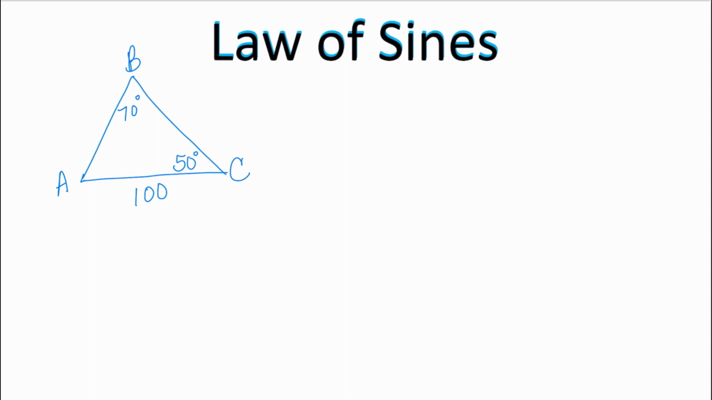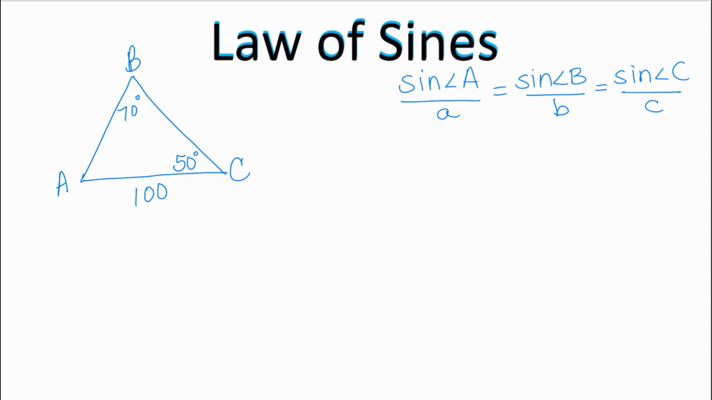So instead, we're going to try to use what's called the law of sines. The law of sines says that the sine of angle A is to its opposite side, I'm going to call it little a, because remember, capital letters are for angles in geometry. Lowercase letters are for sides. So the sine of angle A is to little a, as the sine of angle B is to lowercase b, as the sine of angle C is to lowercase c.